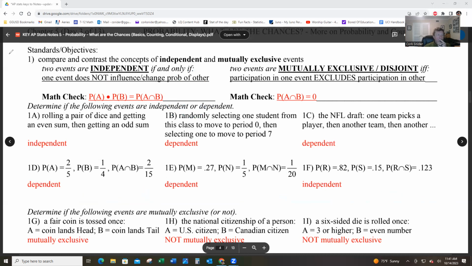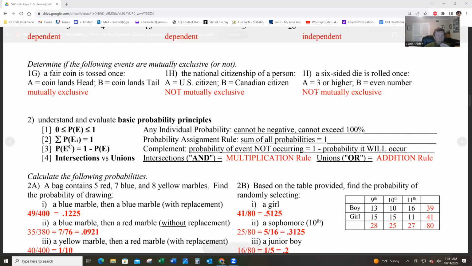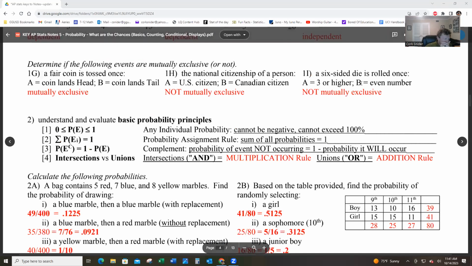Okay, so next part. Mutually exclusive or not? Mutually exclusive asks the question, can they happen at the same time? Okay. So can a coin land on heads and land on tails?